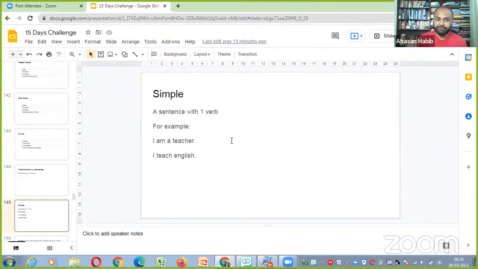A sentence with a verb. Can you please type in the chat box: how do you recognize the simple sentence? A sentence with one verb, that's called a simple sentence. For example, I'm a teacher, I teach English. I'm a businessman, I do business. You are a student, you study. These are the simple sentences, right? Please type in the chat box a sentence with one verb.